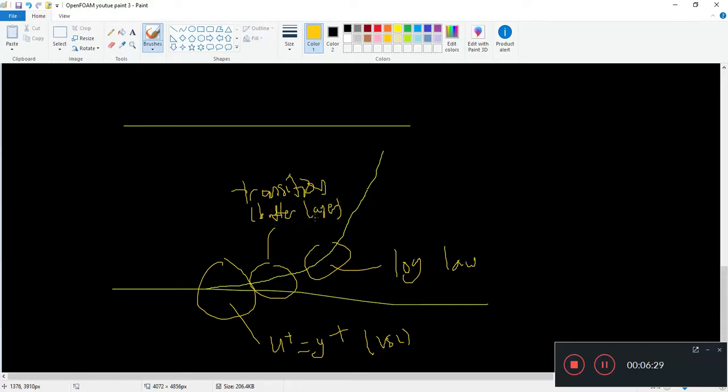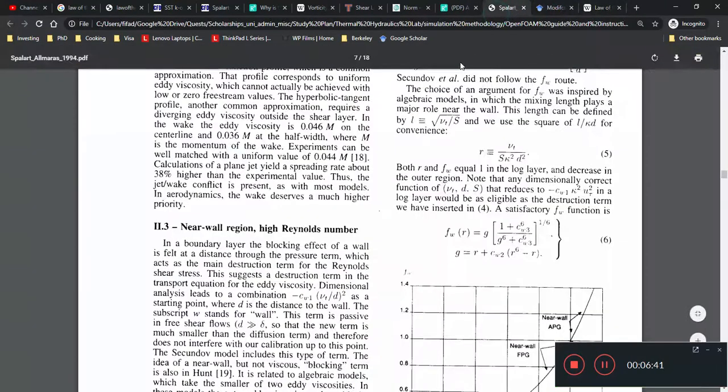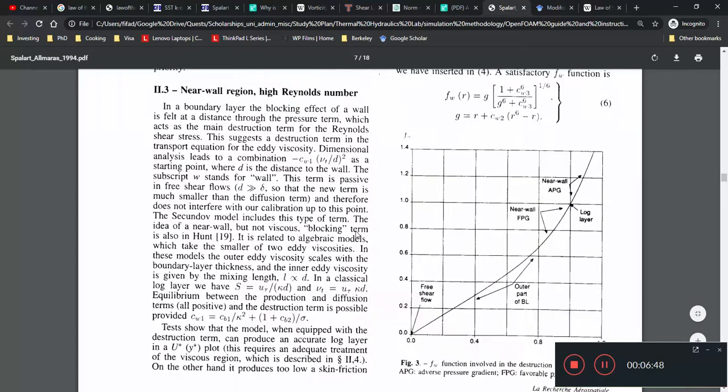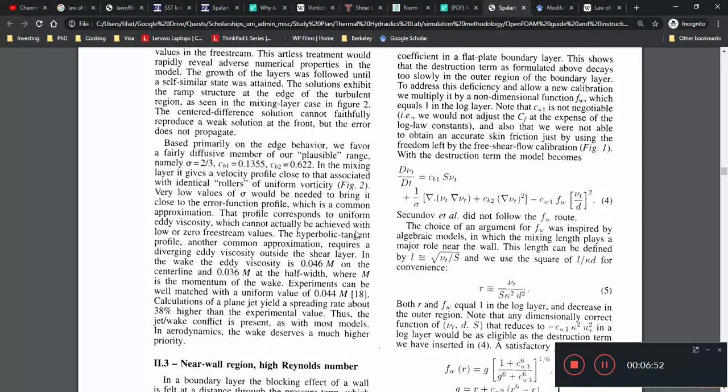Okay, the transition region or buffer layer. The log law region is where there's turbulence and you start feeling the effects of the wall. That's why in the Spalart-Allmaras paper, they call it the near wall region with high Reynolds number, meaning there is a lot of turbulence here.